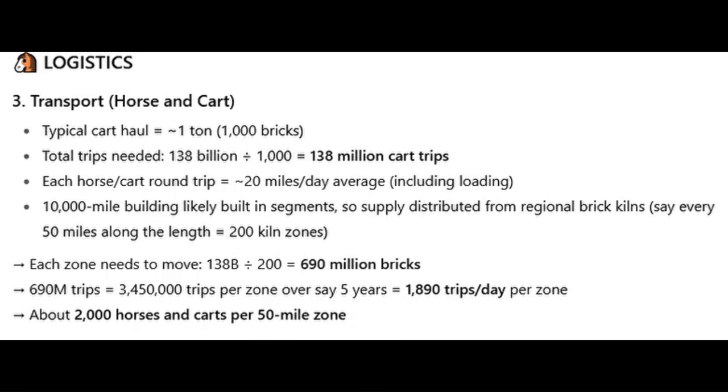Each horse cart round trip equals 20 miles per day average, including loading. A 10,000-mile building was likely built in segments, so supply is distributed from regional brick kilns, say every 50 miles along the length, equals 200 kiln zones. Each zone needs to move 138 billion divided by 200, equals 690 million bricks, 690 thousand trips, equals 3,450,000 trips per zone over, say, 5 years, equals 1,890 trips per day per zone, about 2,000 horses and carts per 50-mile zone.